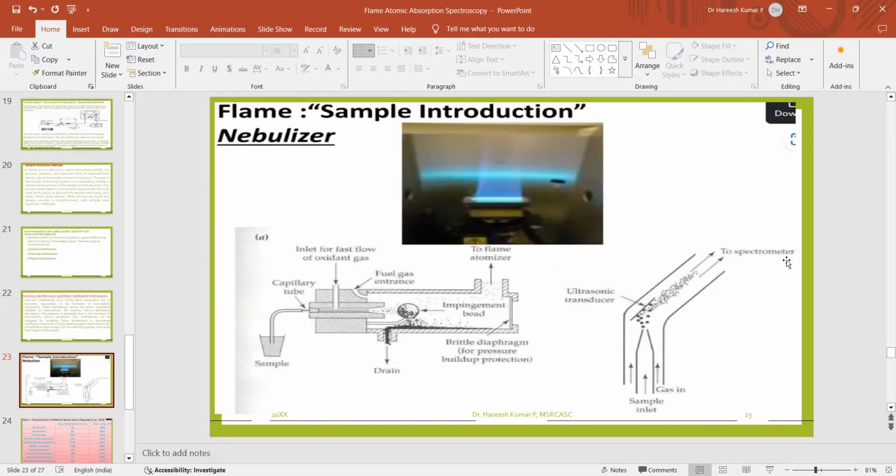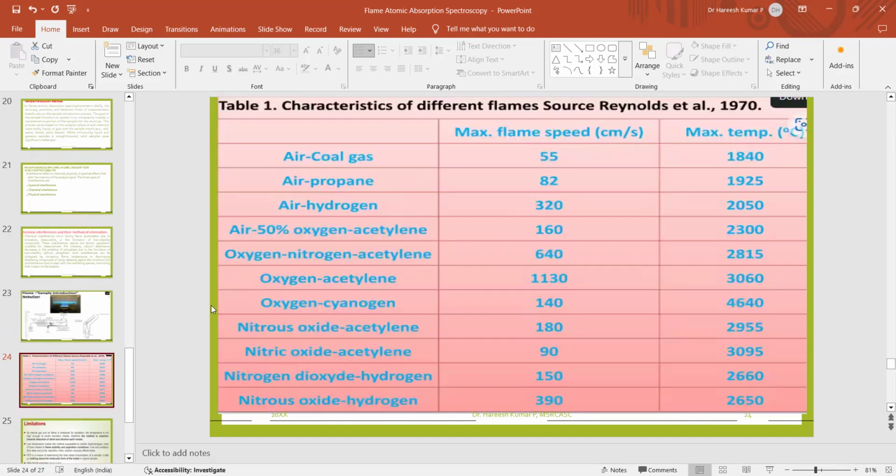So here I'm showing it in a diagram. In this diagram, the flame colors are different for different elements. This is one kind of flame because of the element-specific one. And here I am showing the types of fuel and oxidants and their maximum flame temperature attained.